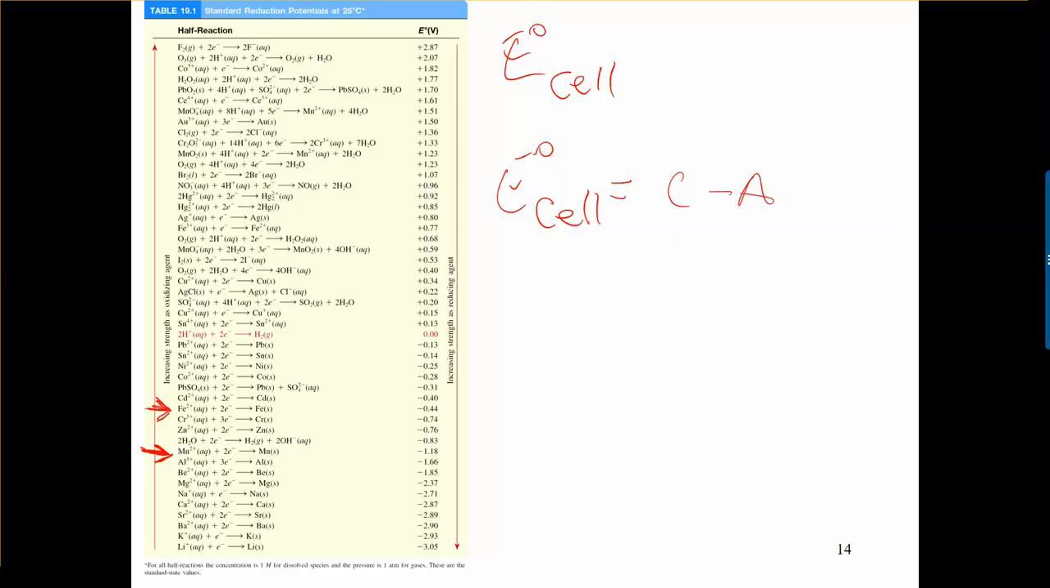And if they're both negative numbers, that's okay. You can still carry out the calculation. A minus, minus a minus. You just get a more negative number there.